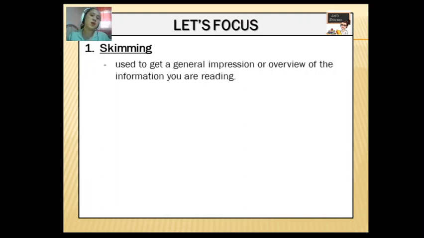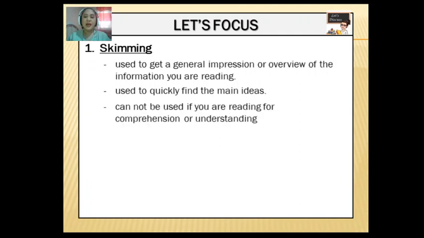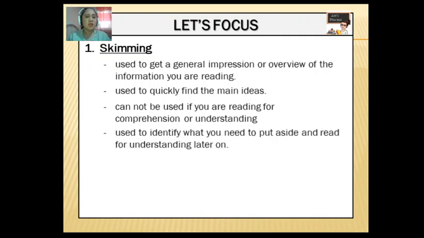So skimming is used to get a general impression or overview of the information you are reading. It is used to quickly find the main ideas, and it can be used if you're reading for comprehension or understanding. Why is it so? Because skimming is used to identify what you need to put aside and read for understanding later on. So basically, skimming is just going over what you are reading. So you're just looking for the general overview or the summary of what you are reading.